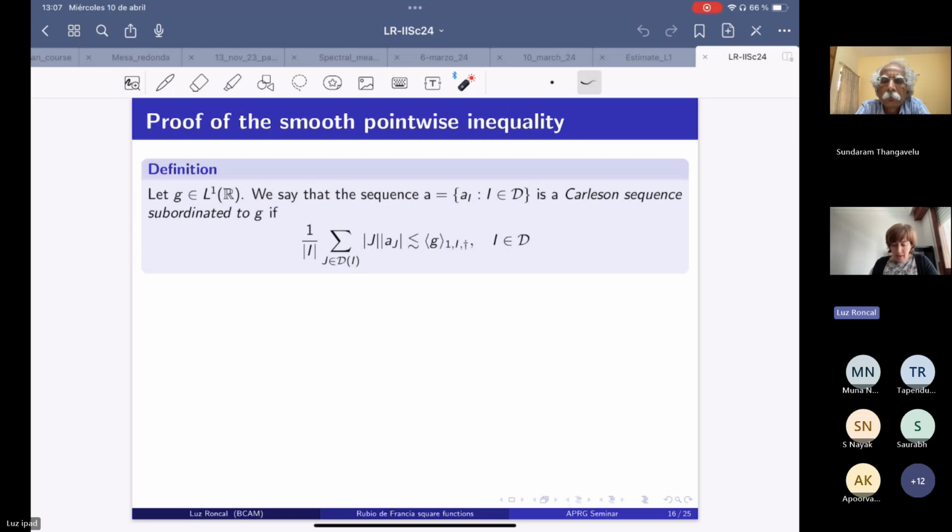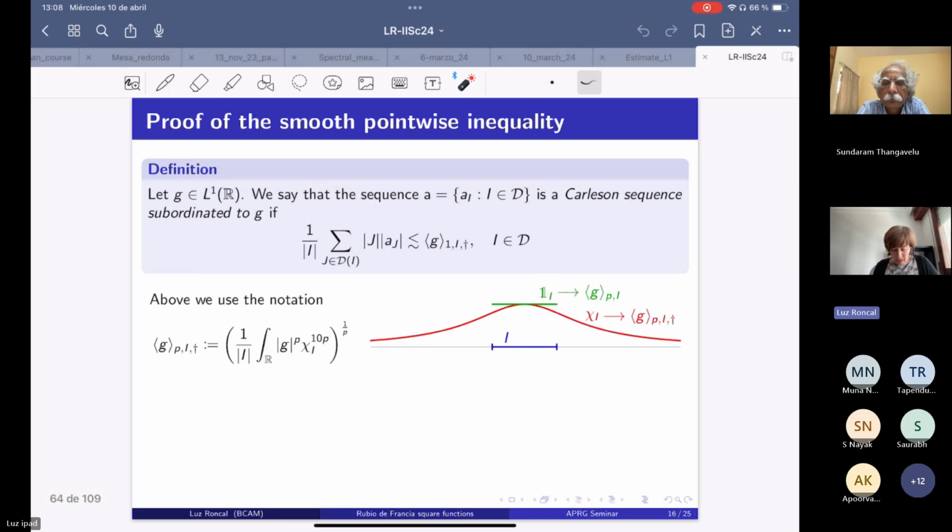Okay, so we will say that a sequence indexed in dyadic intervals is a Carleson sequence subordinated to a function g, given an interval g, if we have this estimate here. So I am summing over all dyadic intervals related to y. And this average here is something special, because in this average I am just introducing a smooth bump. Okay, so this is the situation.